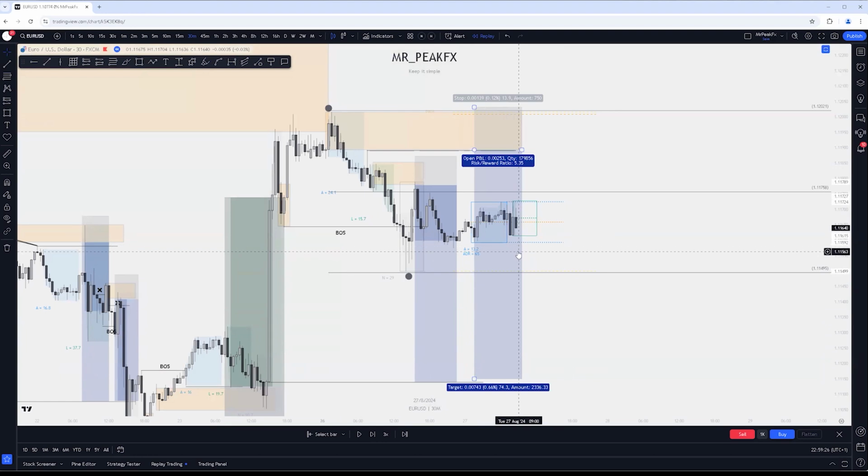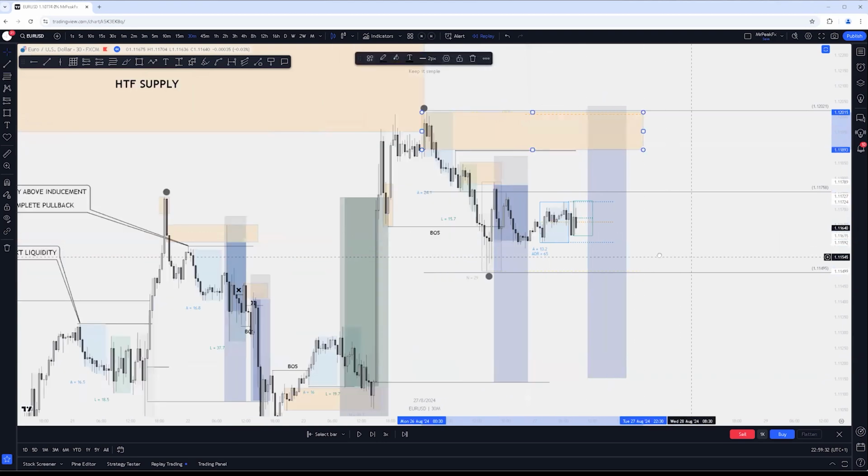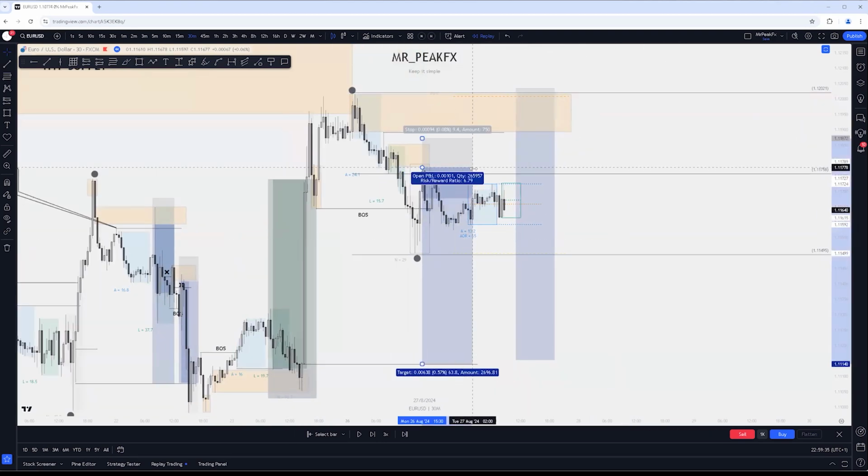So okay, that particular day price was actually just ranging and ranging and ranging. And of course, I still kept my calm.